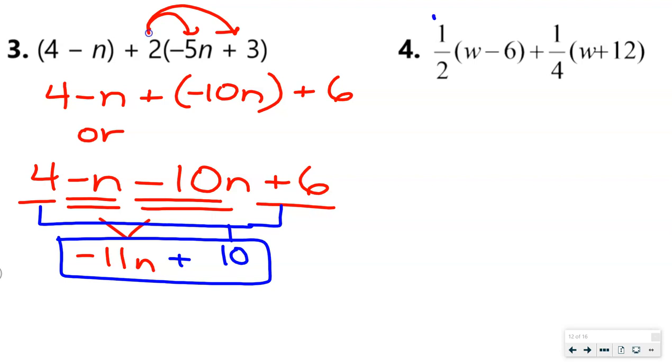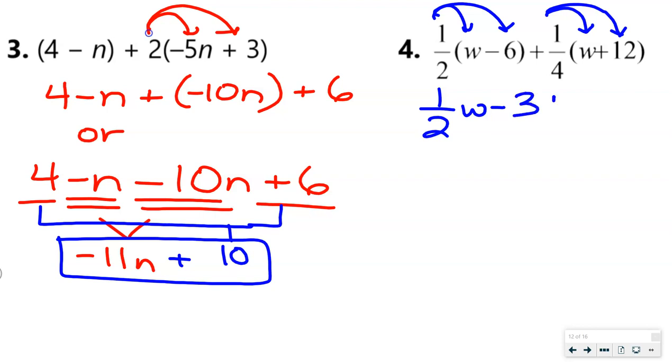All right, distributing this 1/2 to everything in here, and this 1/4 to everything in here. This problem's going to be kind of messy, but we'll say 1/2 w. When we multiply by a half, it reduces it by half. So 1/2 times 6 is 3 plus 1/4 w. And then what happens down there, I'll show you right here, 1/4 times 12. Right, well, that goes to 3, and that goes to 1. And so our answer is plus 3.